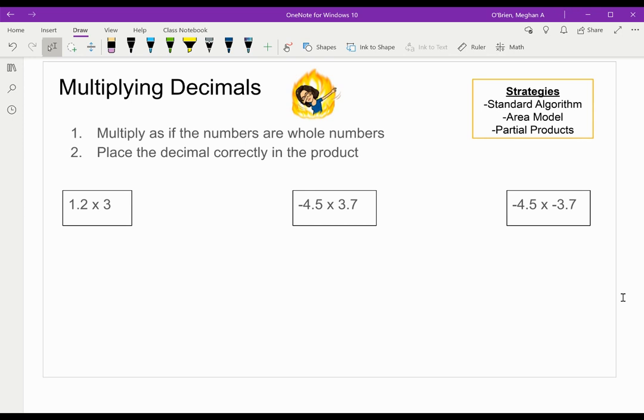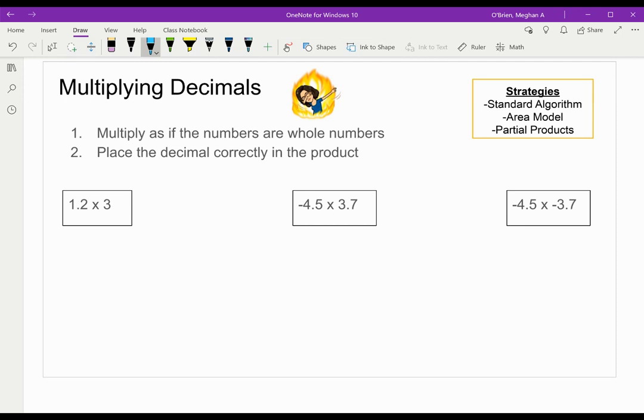Step 2 is then we will just remember that because we're working with decimals, we got to place that decimal point correctly in the product as to where it goes. Let's try this first one. 1 and 2/10 times 3. So many different ways you can think about it. You could just think about it as 3 groups of 1 and 2/10 and just add them up together.